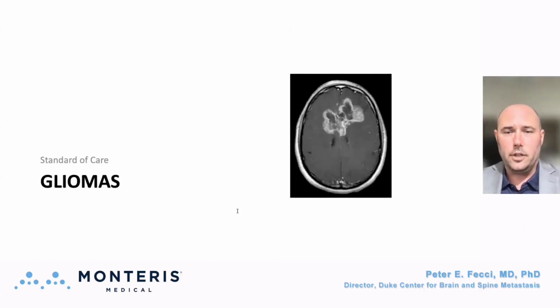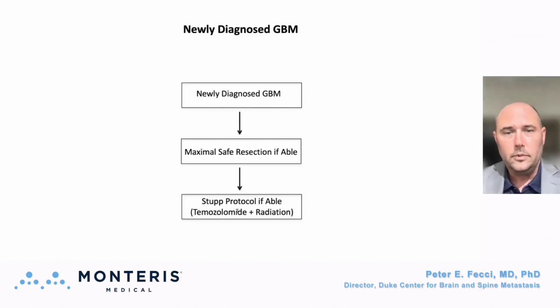So that covers some of the considerations. Let's start talking about the specific uses here. The first place would be gliomas. We'll divide this into newly diagnosed and recurrent gliomas, and we'll begin with newly diagnosed GBM. Really, this is a pretty straightforward treatment algorithm.